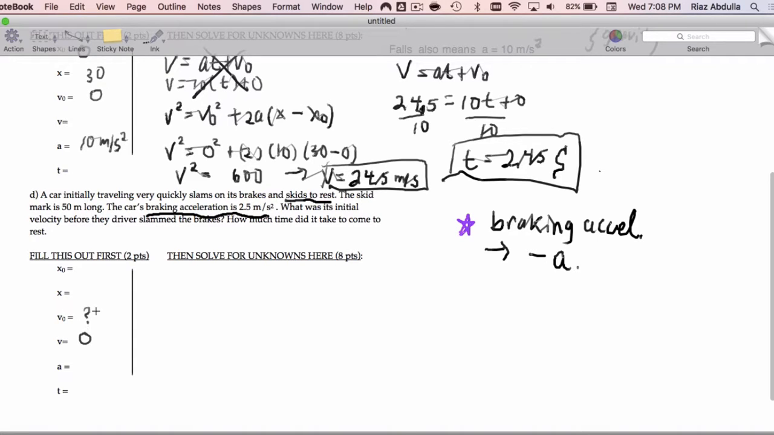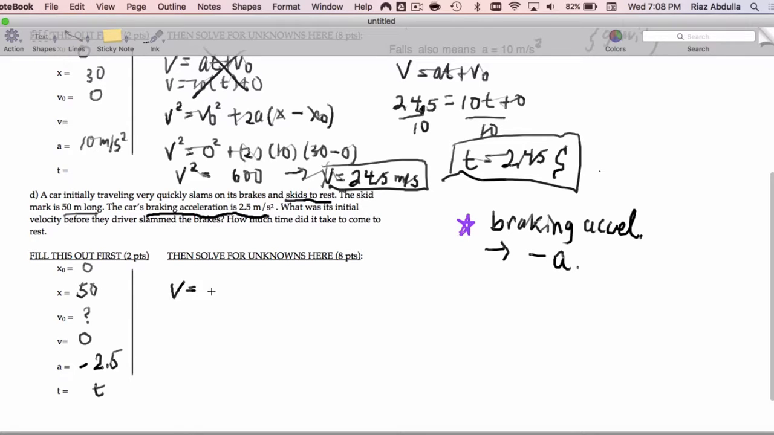We don't know the initial speed. X naught is always 0. 50 is how far it travels. The acceleration is negative 2.5, and we don't know the time. So it says, what was its initial velocity before the driver slammed the brakes? So let's see what we can do.